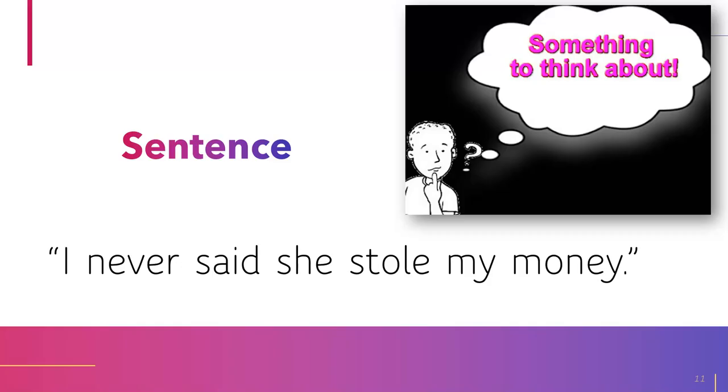Next would be, "I never said she stole my money." Someone else might have stolen it, but not her. Next: "I never said she stole my money." Maybe she borrowed it, but didn't steal it. And the last two: "I never said she stole my money." She might have stolen someone else's money, but not mine. And the last one: "I never said she stole my money." She might have taken something else, but not the money.